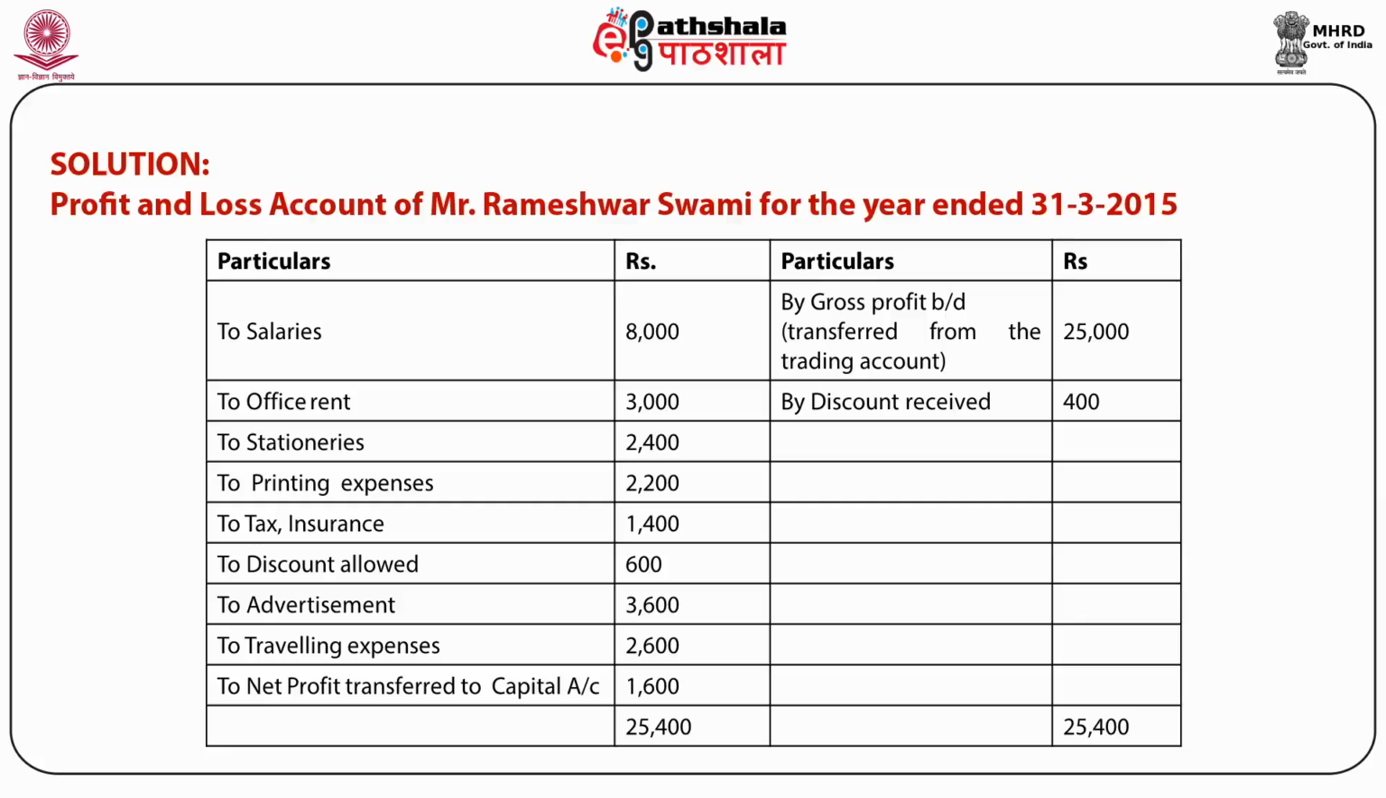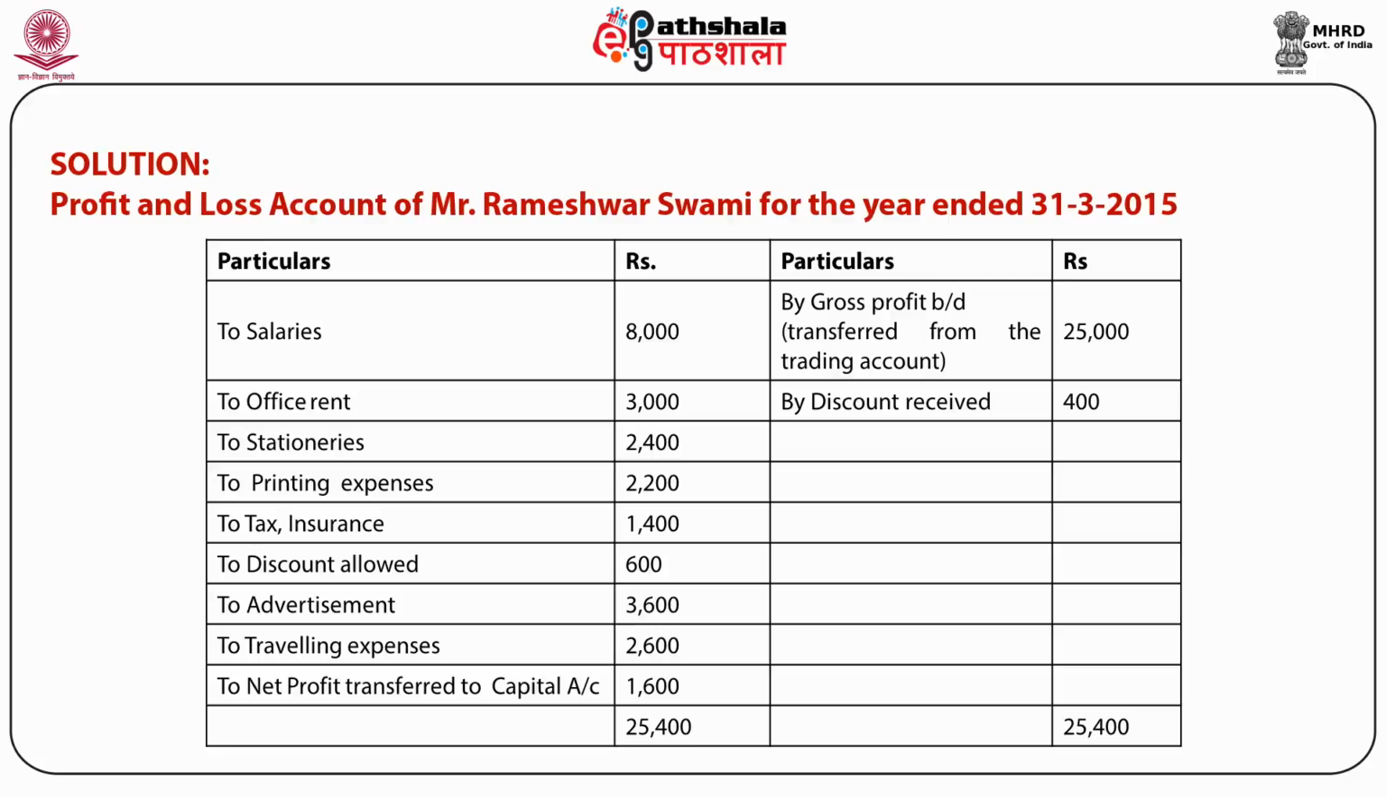There are two sides, one is debit and another is credit. The starting point for the profit and loss account is gross profit, which is calculated with the help of the trading account. And we will start with gross profit. Gross profit is shown on the credit side. And all expenses such as salaries, office rent, stationery, printing expenses, tax and insurance, discount allowed, advertisement, and traveling expenses are shown on the debit side of the account. The item of income, that is discount received, is shown on the credit side.